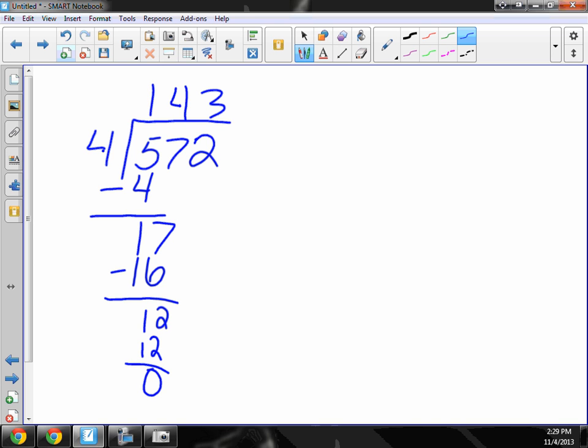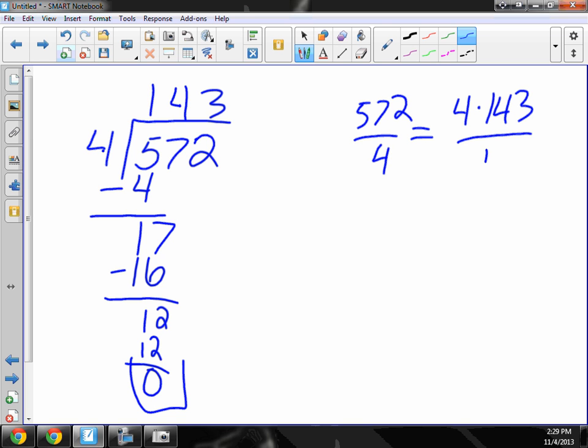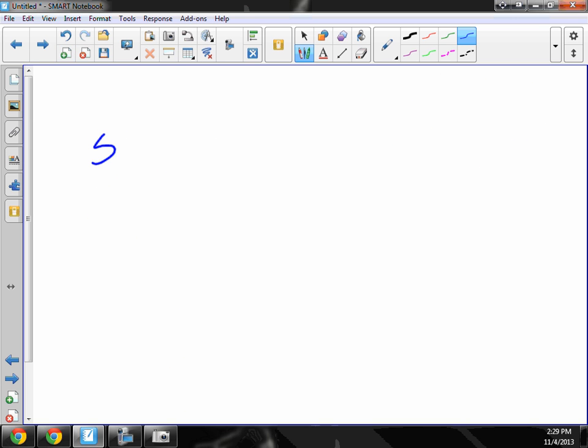Remainder 0. What does this tell me about the problem? That 572 is divisible by 4, or that 4 is a factor of 572. So if I had 572 over 4, it's the same thing as 4 times 143 over 4, and the 4's cancel, and I'm left with 143. Right? Okay. Let's make things a little bit harder.